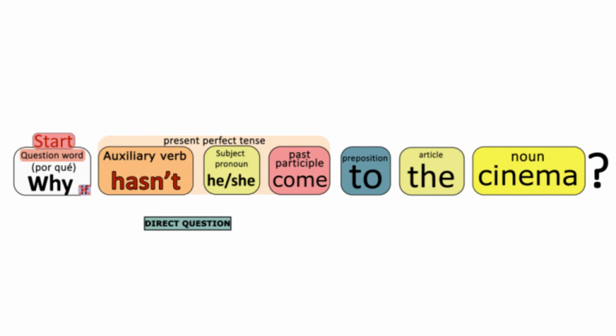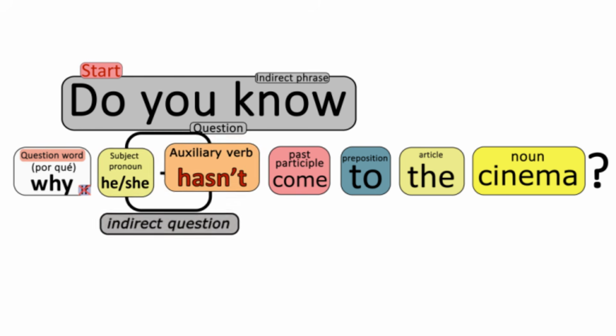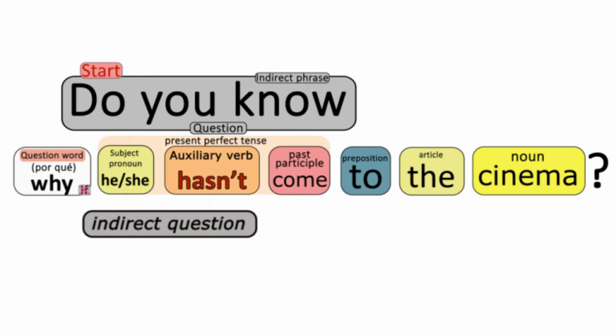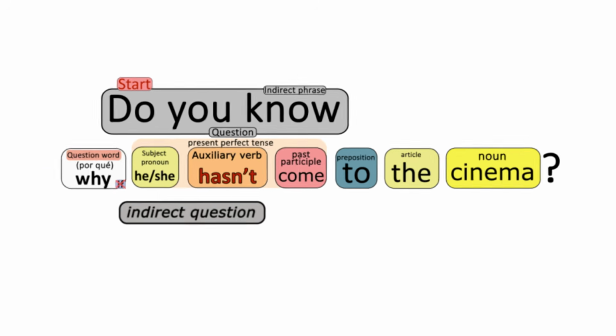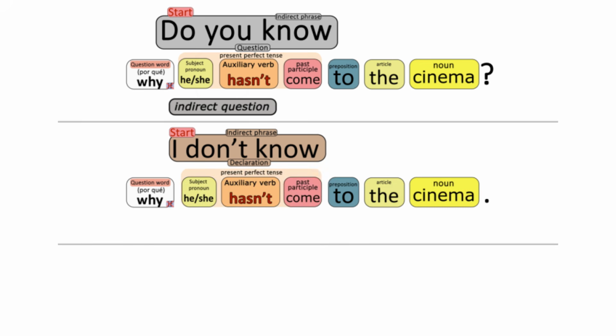Another example using the auxiliary verb have could be, why hasn't he come to the cinema? It's a direct question. We're starting with a question word. So the indirect question could be, do you know why, inversion, why he hasn't come to the cinema? And the answer to that question could be, I don't know why. And then we have to remember that there's an inversion. He hasn't come to the cinema.